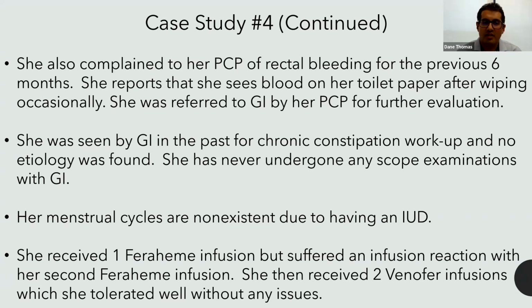She was seen by GI in the past for chronic constipation workup, and no etiology was found. She has never undergone any scope examinations with GI in the past. Her menstrual cycles upon her consultation visit were non-existent due to having an IUD. She received one ferriheme iron infusion, but suffered an infusion reaction, unfortunately, with her second ferriheme infusion. She then received 2 Injectafer infusions, which she tolerated well without any issues.